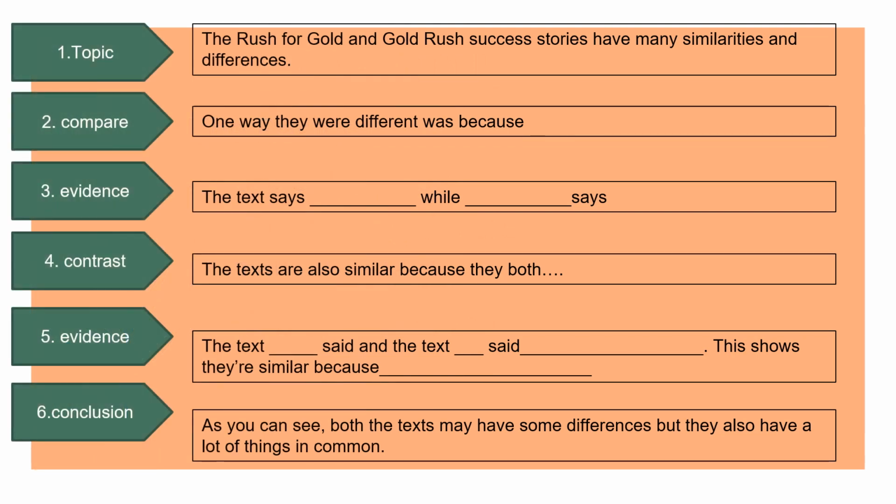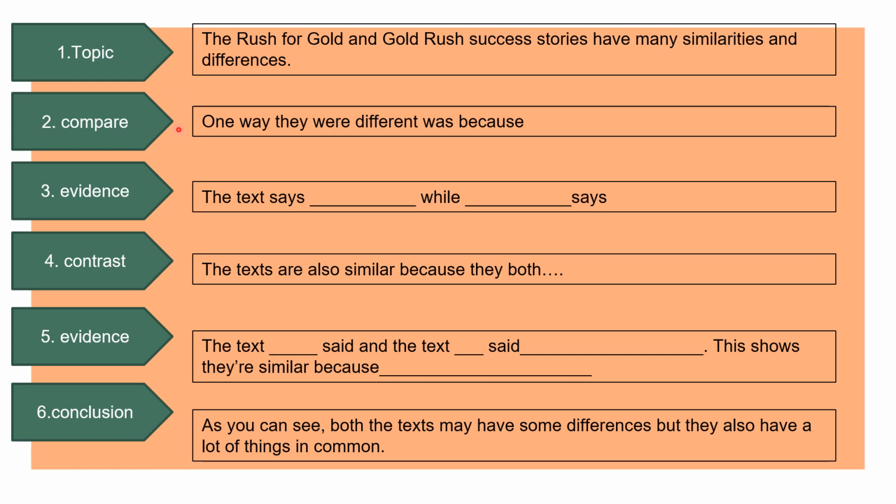Now remember, I said that this paragraph should be about 5 to 6 sentences. Now, this is where I get that number from. Your first sentence should be your topic sentence. This is like our controlling main idea. It's going to tell your reader what you're about to write about. Here's an example. The Rush for Gold and Gold Rush Success Stories have many similarities and differences. I'm telling my reader what two texts I'm going to be comparing and contrasting.